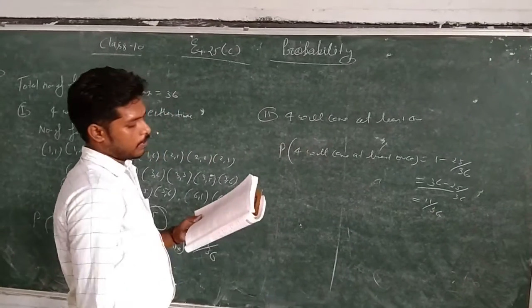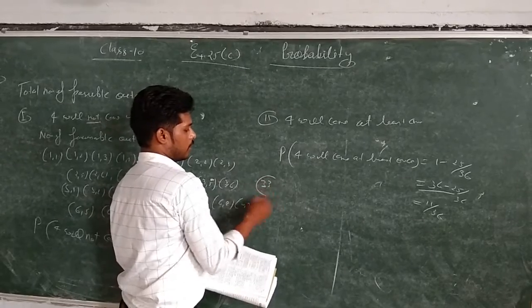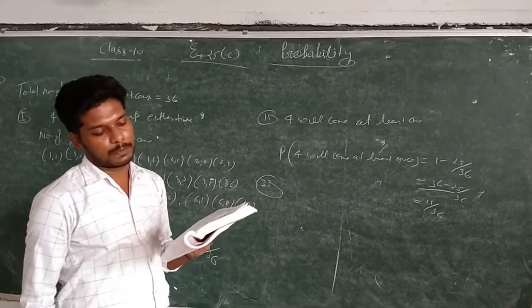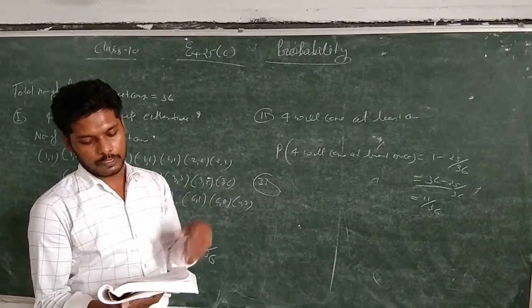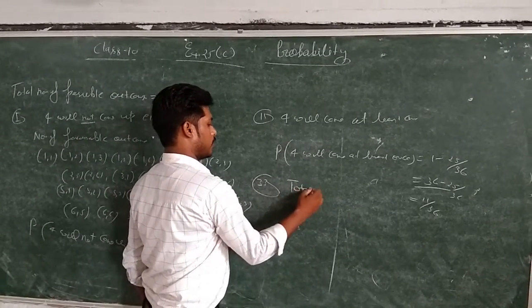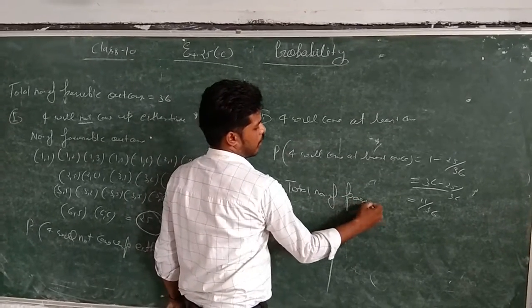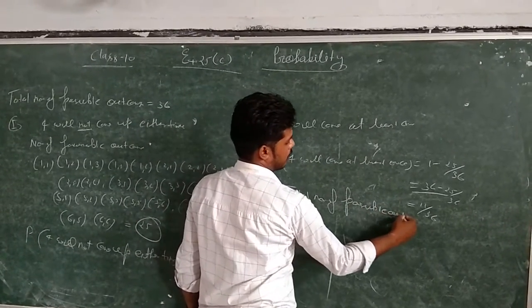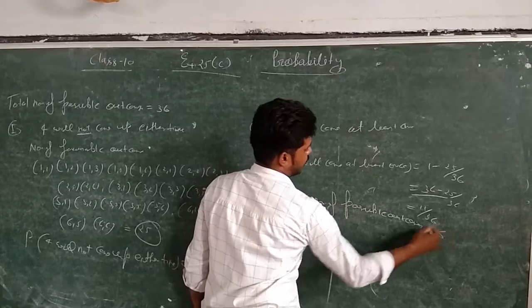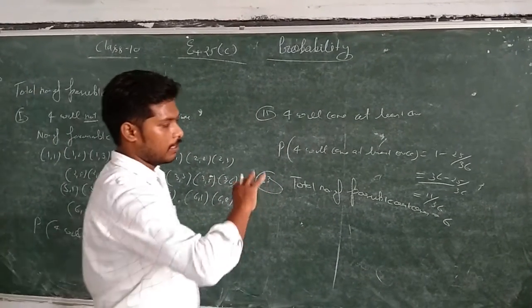Now we will discuss question number 33. A dice has 6 faces marked by the given numbers shown below. So the total number of possible outcomes is equal to 6. We know very well there are 6 numbers on a dice, 1, 2, 3, 4, 5, 6. But here the numbers are different.